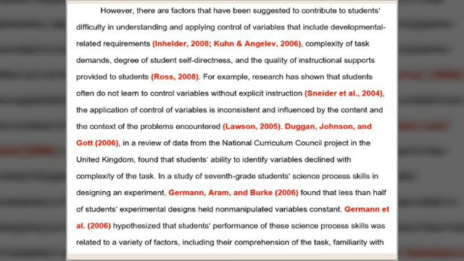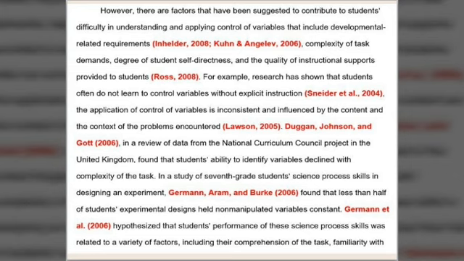However, there are factors that have been suggested to contribute to students' difficulty in understanding and applying control of variables that include developmental related requirements (Helder 2008, Kuhn and Angeliv 2006), complexity of task demands, degree of student self-directness, and the quality of instructional supports provided to students. For example, research has shown that students often do not learn to control variables without explicit instruction.